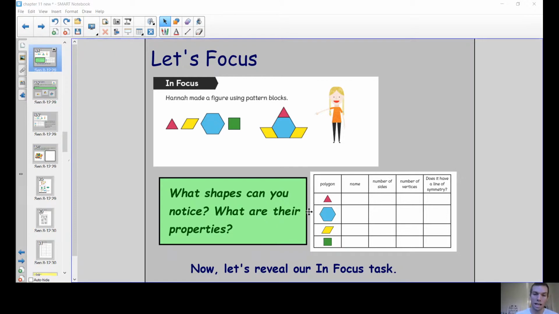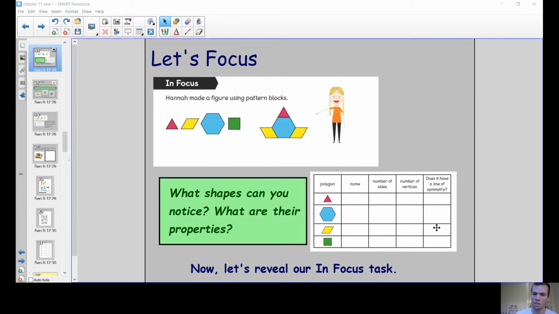Does it have symmetry? Yes, it is a regular shape, which means it does have symmetry. All 6 sides are the same length, all 6 vertices are the same, and it must be symmetrical. This next one, I wonder if we know the name of this shape. It looks like a square that's been blown over in the wind. It's actually called a rhombus. Number of sides, 4. Number of vertices, 4.